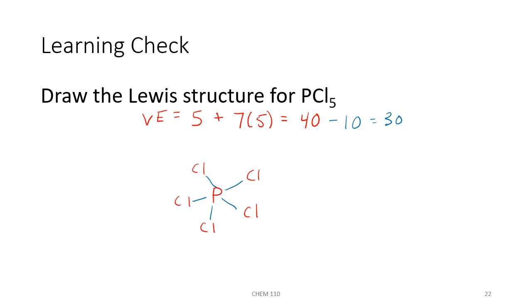So when we go to place our remaining 30 electrons, we just need to complete the octets on our outer chlorine atoms. So we're going to have 2, 4, 6, 8, 10, 12, 14, 16, 18, 20, 22, 24, 26, 28, 30. So completing our outer octets used up the remaining 30 electrons, so we have 0 electrons left to place, and this would be our correct Lewis structure for phosphorus pentachloride.